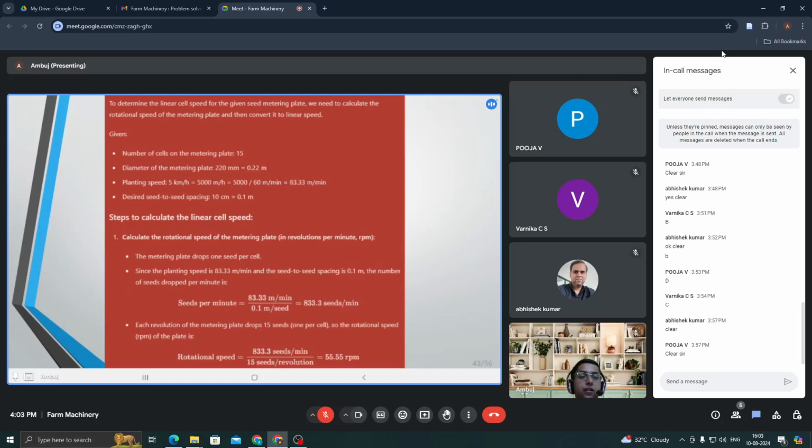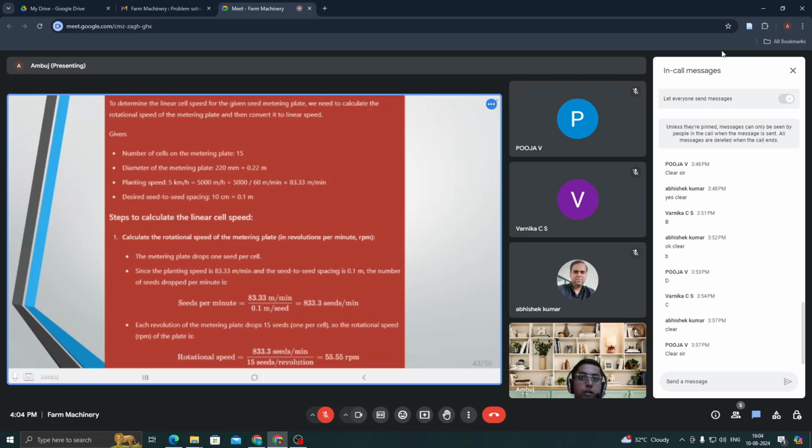Then what is the number of seeds per minute? In this particular question, N is required. V is given by the formula pi D N. If N is already in RPM, then you need not convert it. Otherwise, you have to divide it by 60. If N is in RPM, then you have to divide it by 60. If it is in RPS, then you can directly calculate the velocity in meters per second.